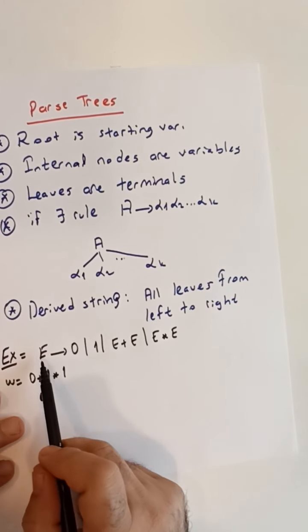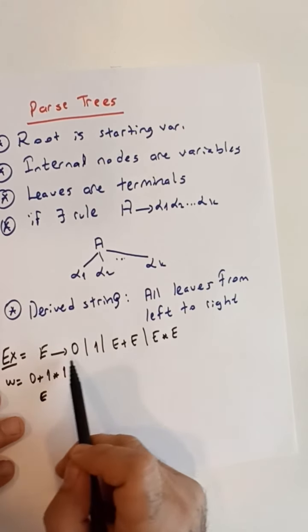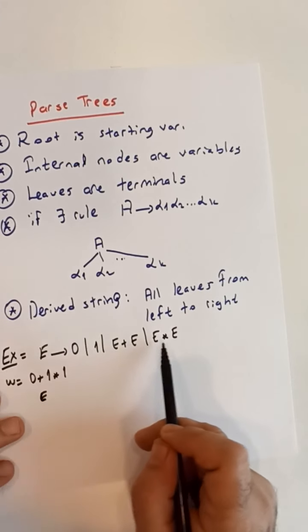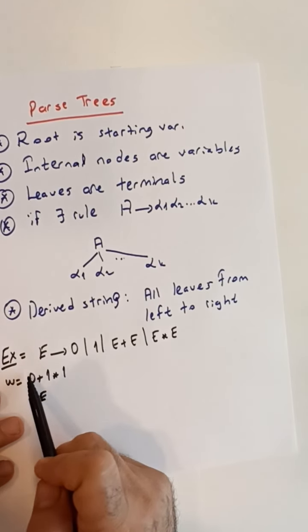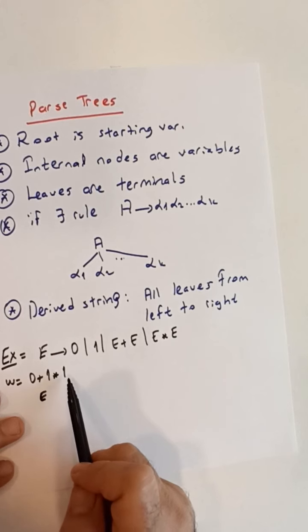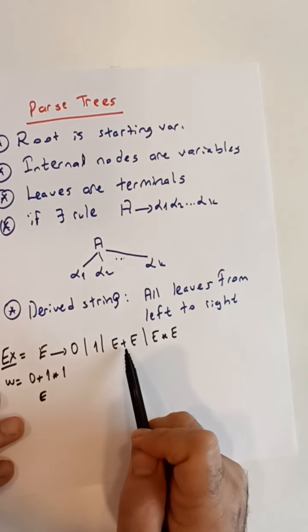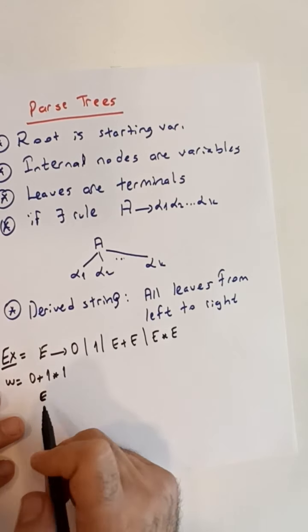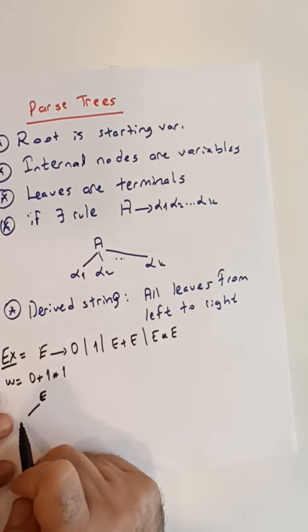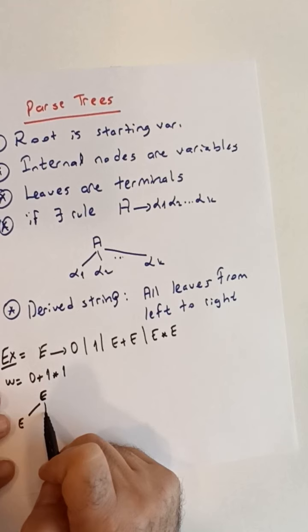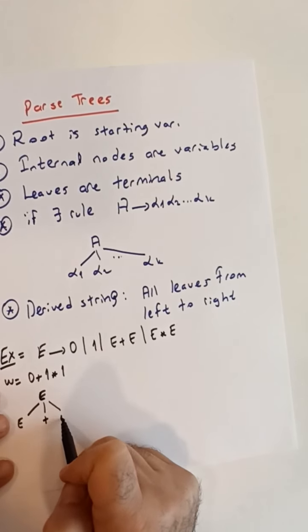Next, we should expand e with one of the rules that corresponds to it. Since we want to arrive at this expression, 0 plus 1 times 1, we can expand e with either this rule or this rule. Let's say first with this one, e can be expanded with e plus e.